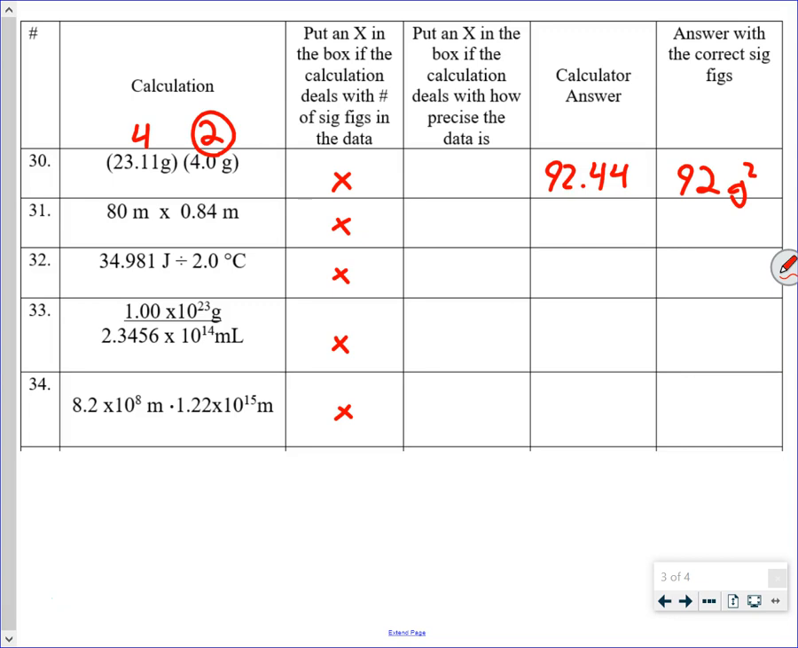In the next one, we have 80 multiplied by 0.84. This 80 does not have a decimal in it, so that 0 is not significant. In other words, that's 1 sig fig. The 0.84, that first 0 doesn't count because any 0 that comes before my first non-zero is not significant, so I have 2 sig figs. My answer can only have the same number of sig figs as the least number in my problem. So if I punch this in, my calculator is going to say that it's 67.2.